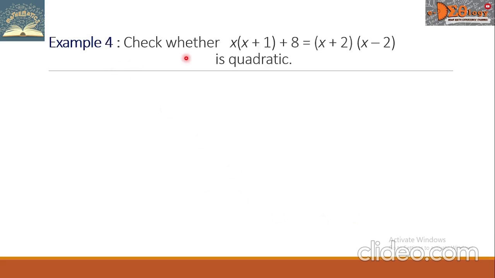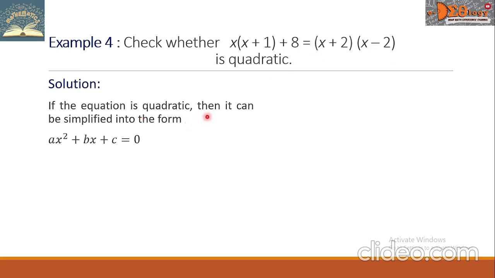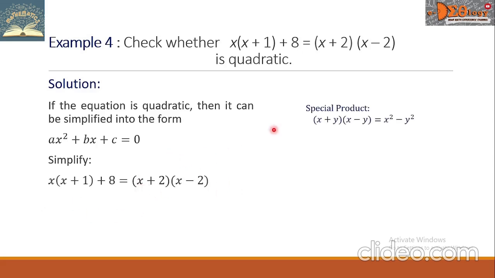Example 4. Check whether x times the quantity x plus 1, then plus 8 equals x plus 2 times x minus 2 is quadratic. If the equation is quadratic, then it can be simplified into this form. So let us simplify the equation. We multiply this x to the binomial here. Then on the right side, we will remember our special product that says x plus y times x minus y equals x squared minus y squared.